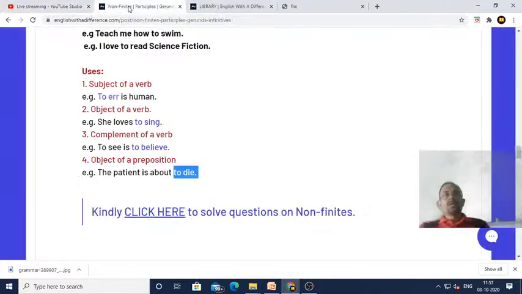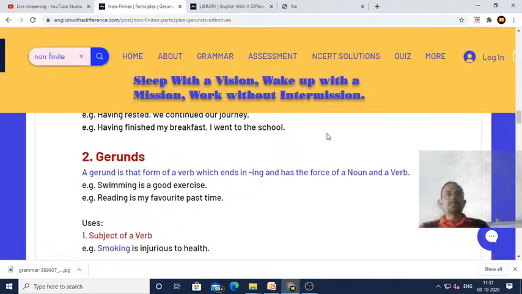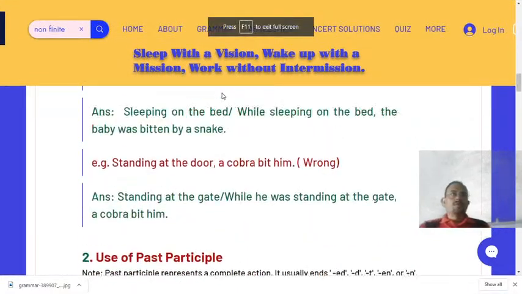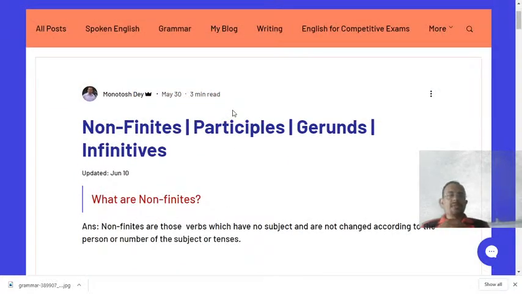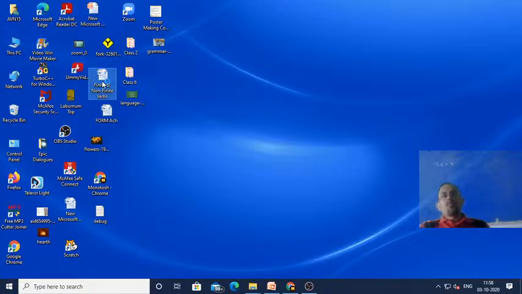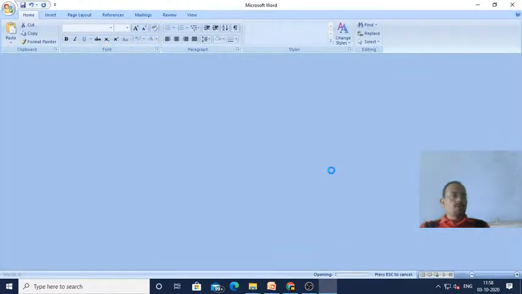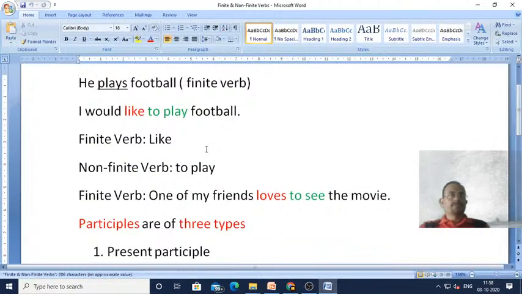Thank you so much. So today, dear students, we are going to start a new lesson which is called non-finites. So first of all, let me explain you what are finite and non-finite verbs. Before that, I'd like to show you in the form of an example. Then you will be able to understand what are finite and what are non-finite verbs.